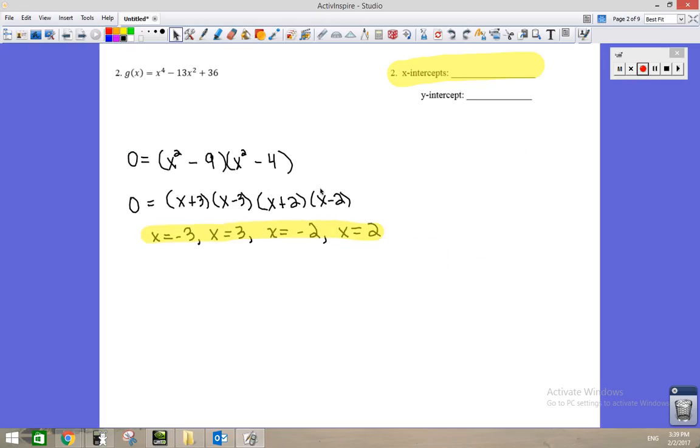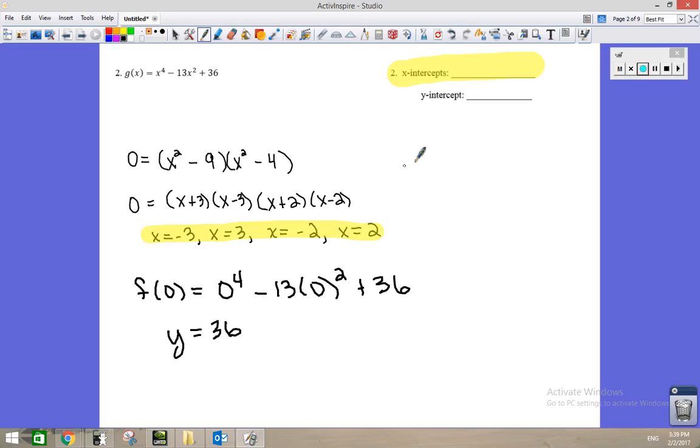In standard form, the y-intercept is always this constant term. If you plug 0 into this function, these first two terms are 0, 0 to the 4th, and 13 times 0 squared, plus 36. So if I use y, I could use the function notation if you'd like, f at 0, but I usually use y. And the y-intercept is 36.